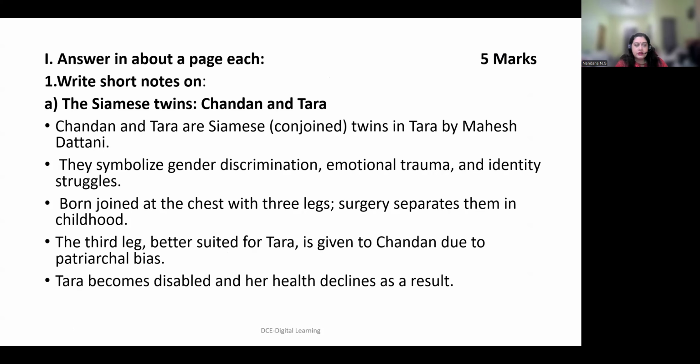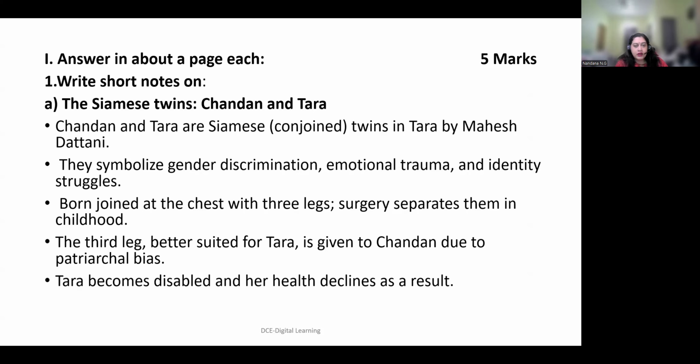For the 5-mark questions, please remember you have to answer in a page each and follow a simple format of a 2-line introduction, followed by the main answer, and then in the end, a line of conclusion. So the first question is, write short notes on the Siamese twins Chandan and Tara. Only the points are incorporated here. You can elaborate on this, or the elaborated version can be downloaded from my study material component.